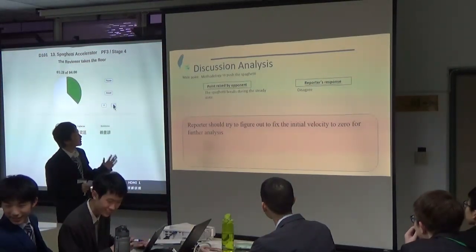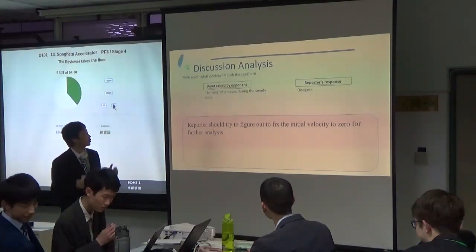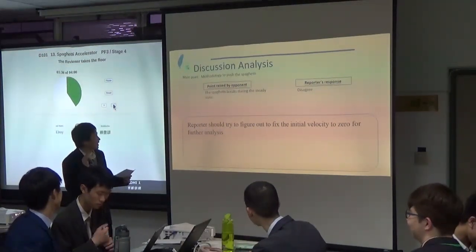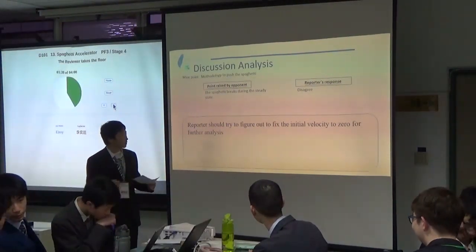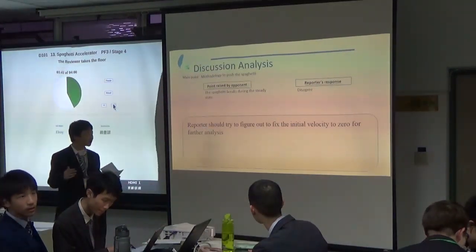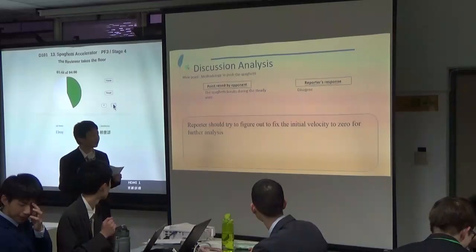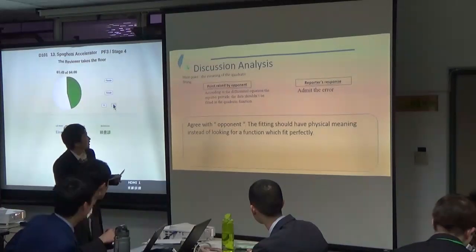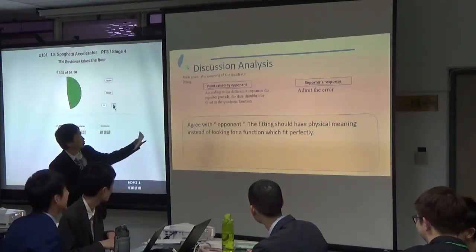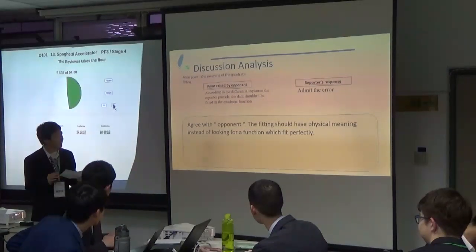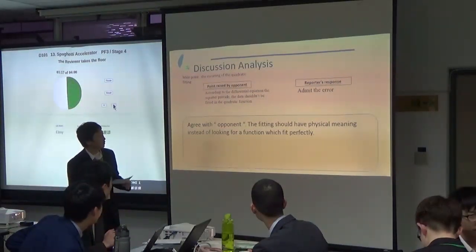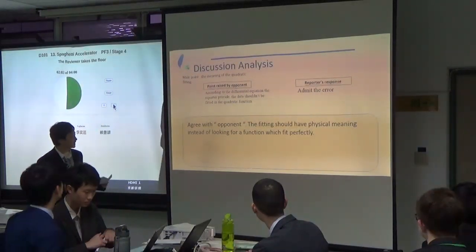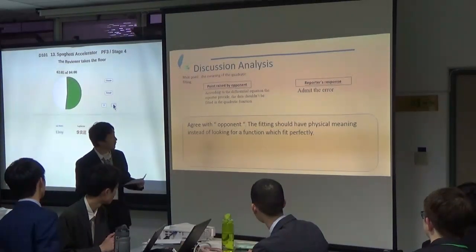In the previous discussion, there was the methodology to push the spaghetti. The opponent said the spaghetti is pressed during the steady state, and the reporter said that they disagree with that. Reporters should try to fix the initial velocity to zero for further analysis. And for the projected fitting, according to the differential equation the reporter provides, the data should be fitted in the projected function. The reporter's response is that it is amid the error. We agree with the opponent. The fitting should have physical meaning instead of looking for the function which fits perfectly.